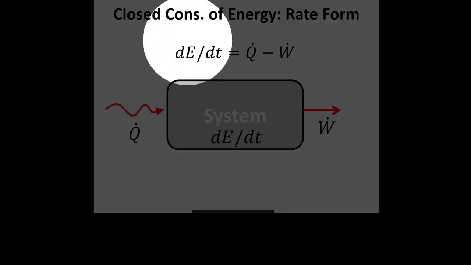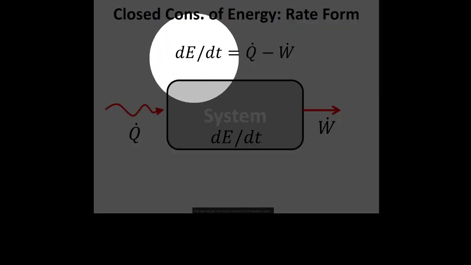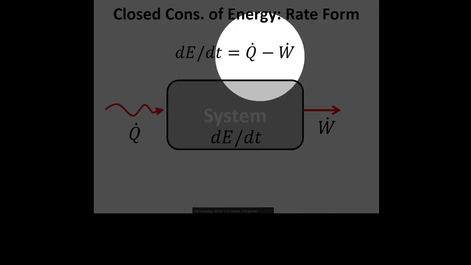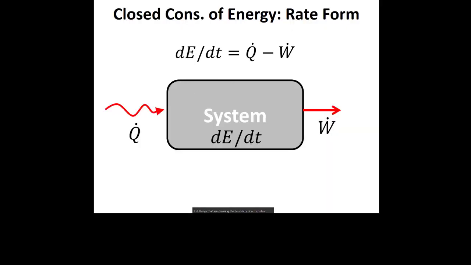Again, for things inside of our control volume, like the energy stored in the system, they get the differential term. But things that are crossing the boundary of our control volume, like the heat transfer and the work, they get a dot to show that even at steady state, those things don't have to be zero.